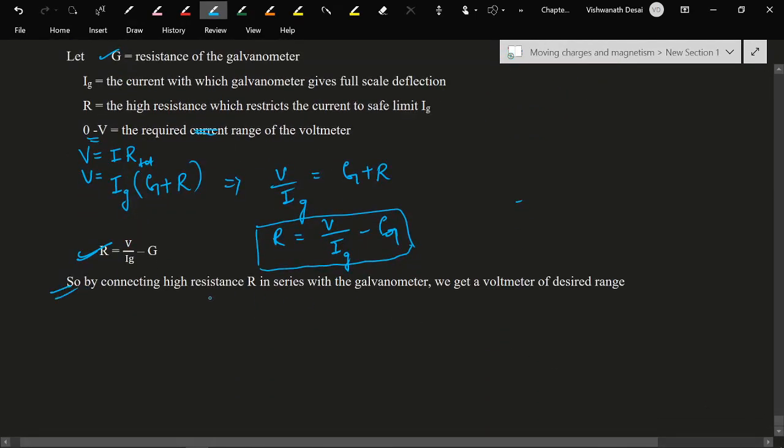So by connecting a high resistance R in series with a galvanometer, we get a voltmeter of desired range. So we can convert the given galvanometer into a 3 volt voltmeter, 2 volt voltmeter, 5 volt voltmeter. That means the converted galvanometer measures a maximum of 3 volt or a maximum of 5 volt.